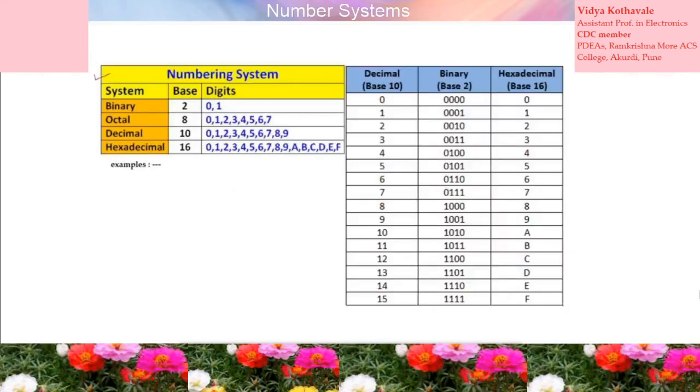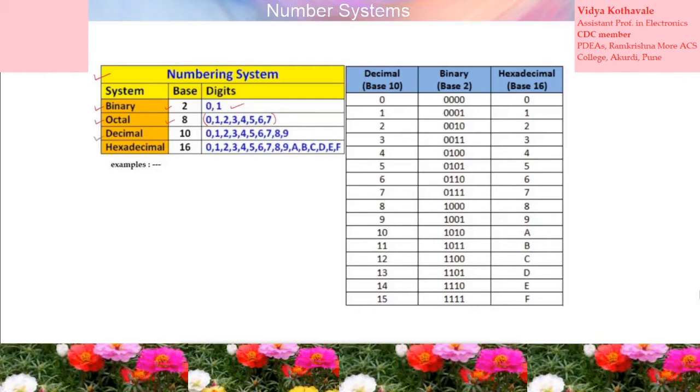The short summary of the numbering systems is over here. Binary number system, the base is 2, as only 2 binary bits are used to represent any number in binary number system. Octal number system, the base or radix is 8, and the digits include 0 to 7, that is total 8.